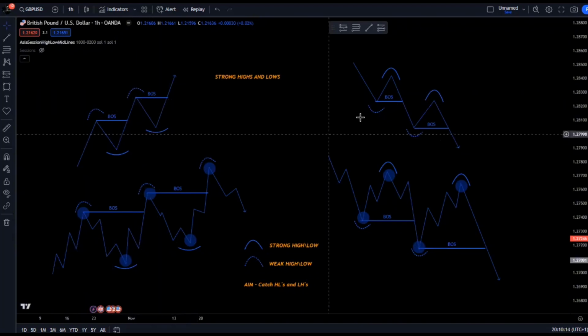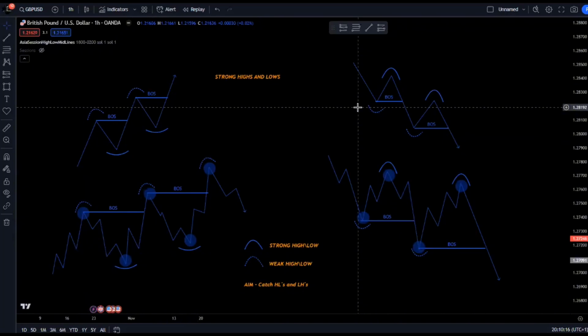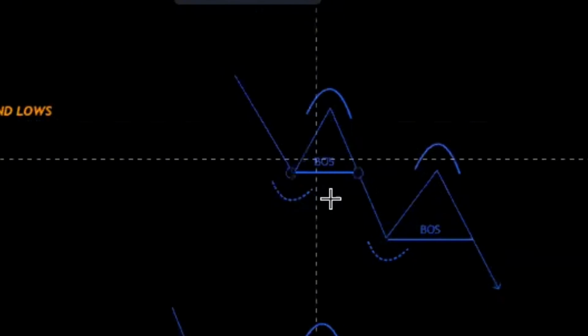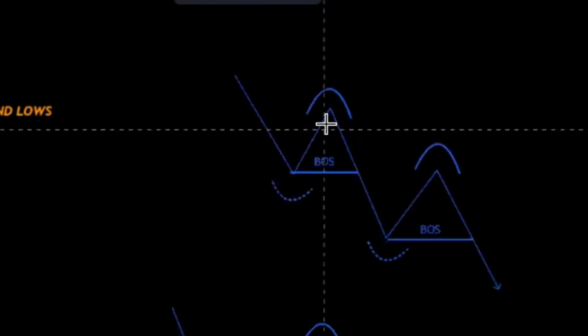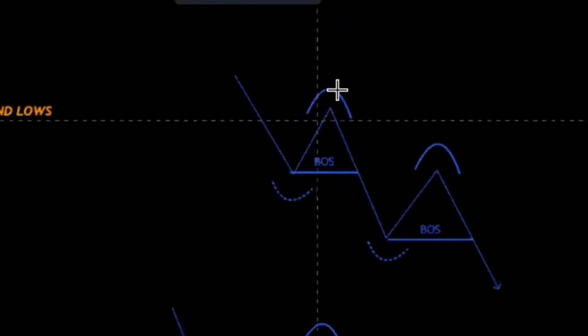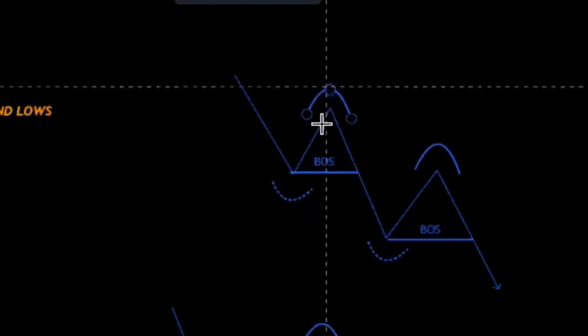Now the downtrend is the direct opposite. In the downtrend, the lows are weak because, of course, we expect the lows to get broken. But in the downtrend, we do not want to see the highs violated. We do not want to see the highs get broken.